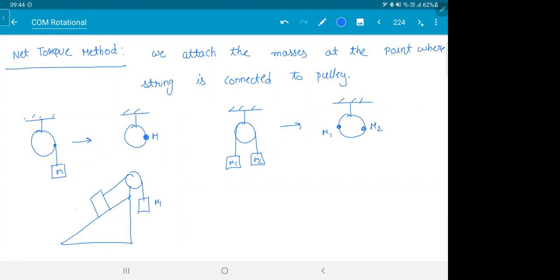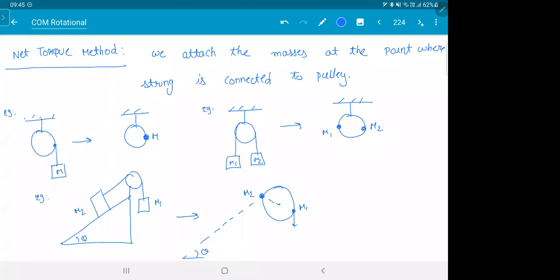Suppose someone gives you a setup like this. The pulley is there, you stick it here, M2, M1. It's like this, at an angle. Got it? So wherever the string is, it's like a tangent. Take the particle and attach it at the point where the string meets the pulley. You can put down these examples. So this is how we connect it.